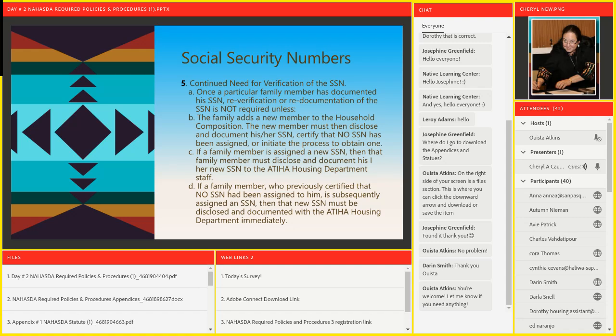If a family member who previously certified that they had no Social Security number has now subsequently got one, then that new Social Security number must also be disclosed and documented with your housing department.